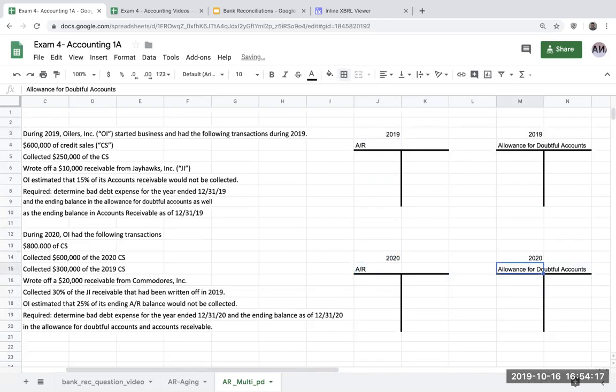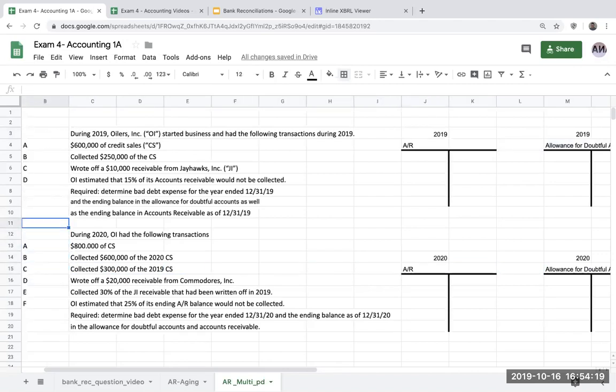Okay. So during 2019, Boilers Inc. started business and had the following transactions. It had $600,000 of credit sales. So my beginning AR, because it started business this year, was 0. Then for letter A, I had 600,000 of credit sales, meaning I debited accounts receivable and I credited sales.